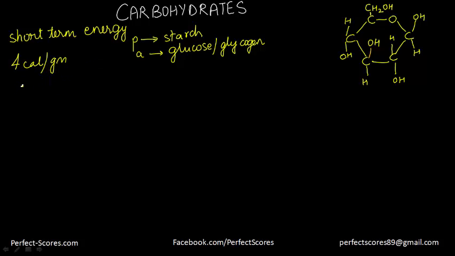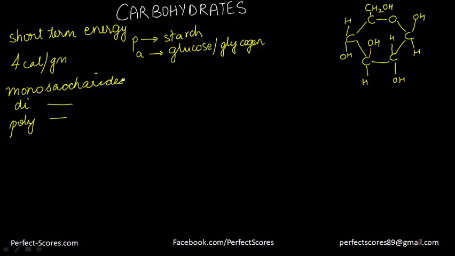The ones that are simple, for example, this diagram over here, it consists of one ring. So these ones are known as monosaccharides. There are others that are composed of 2 rings. They will be known as disaccharides. And the ones that are composed of more than 2 rings are known as polysaccharides.